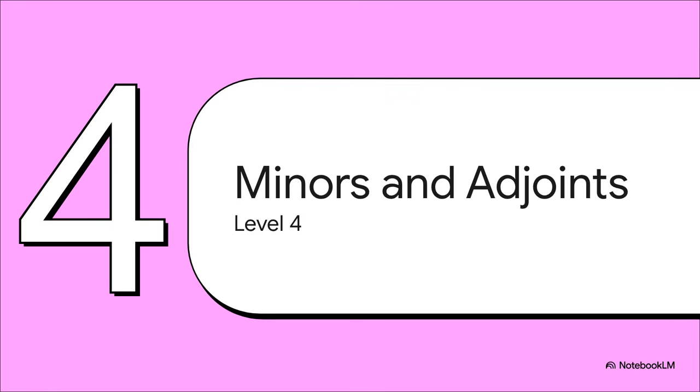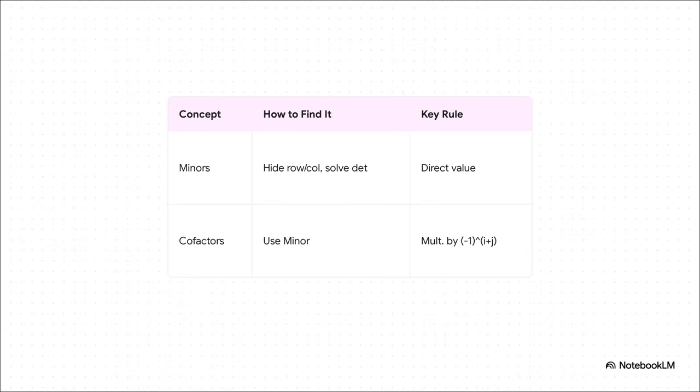The mini-boss. All right, so how do these relate? Well, for literally every single element in your matrix, there is a corresponding minor. To find it, you just hide that element's row and column and solve the tiny remaining determinant. Bam, that's your minor. Now, to upgrade that minor into a cofactor, you simply apply a sign rule. You multiply the minor by -1, raised to the power of its row position plus its column position.